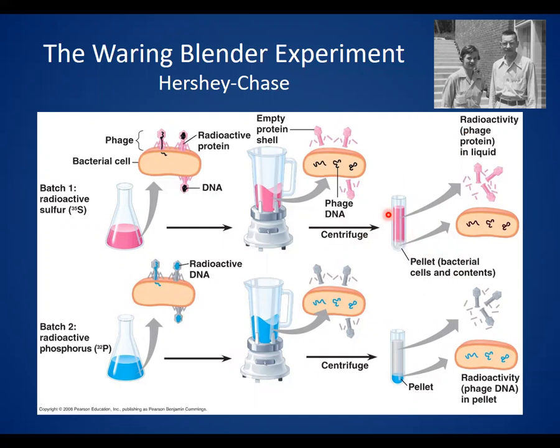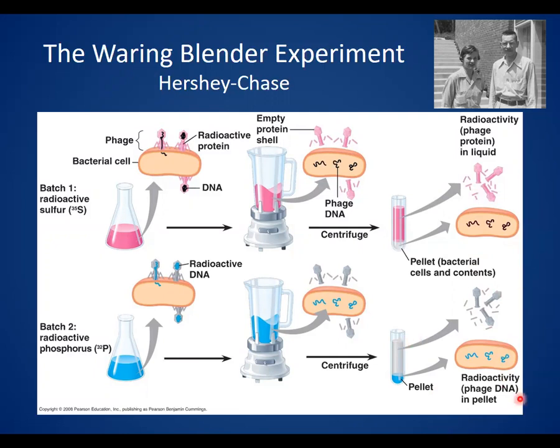And then Hershey and Chase said, where is the radioactivity? Is it with the bacteriophage, where it was originally? Or is it with the bacteria in the pellet? And what they saw was that with the radioactive protein, the radioactivity remained with the bacteriophage in the liquid phase. But with the radioactive DNA, the radioactivity pelleted with the bacteria and did not remain with the virus particles. And so that was pretty much definitive proof that what the viruses had injected into the cell in order to replicate themselves was DNA and not protein.